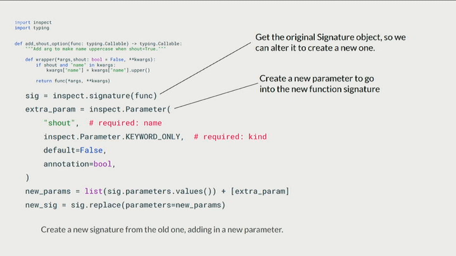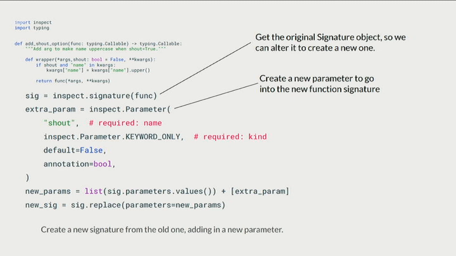There are 2 required arguments here, name and kind, and I think they called it kind because there are just too many instances of the word type meaning different things in Python. So the kind of argument here is a keyword-only argument. It's got a default value of False, and the annotation is going to be a boolean. So now we're creating a list of the new parameters, basically adding that parameter at the very end of all the other parameters.